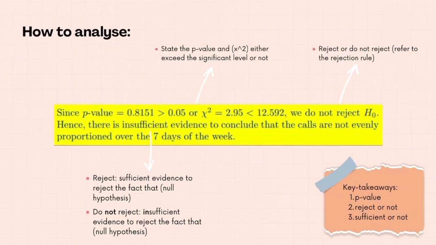Hence, there is insufficient evidence to conclude that the calls are not evenly proportioned over the 7 days of the week. So what we can take from this is that we should reject if there is sufficient evidence to reject the null hypothesis, and do not reject if there is insufficient evidence to reject the null hypothesis.